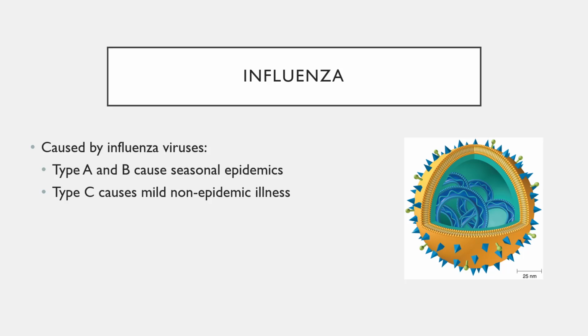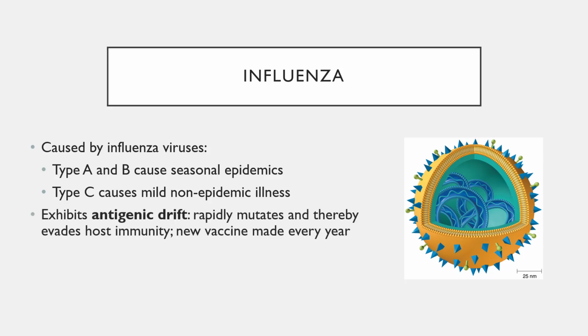Influenza viruses, as you probably know, exhibit something called antigenic drift, which we learned previously is the rapid mutation of protein spikes, which allows the virus to evade host immunity by continually changing the component of your immune system that your immune system has been trained to recognize. And this means that a new vaccine has to be manufactured every year to protect against influenza viruses as they change and mutate.